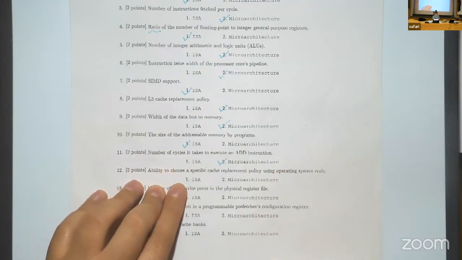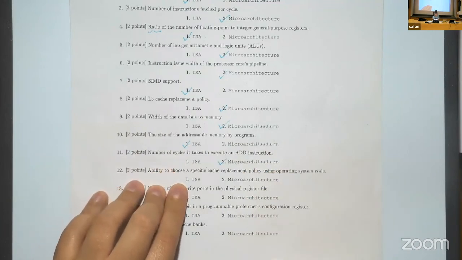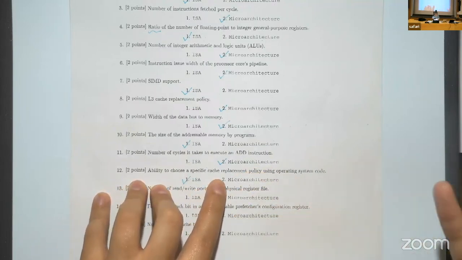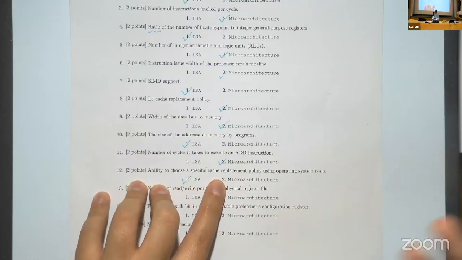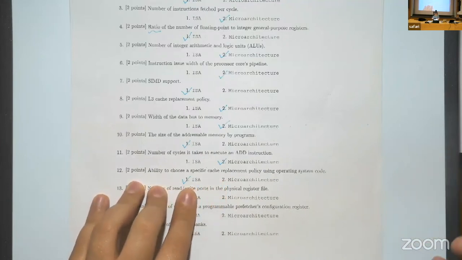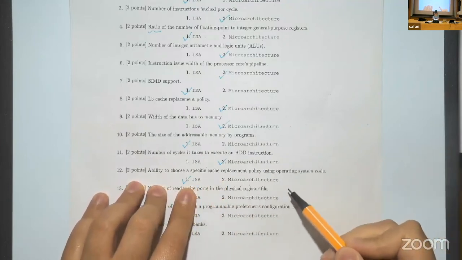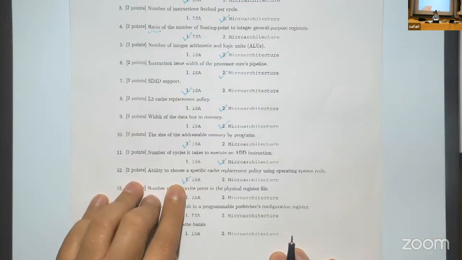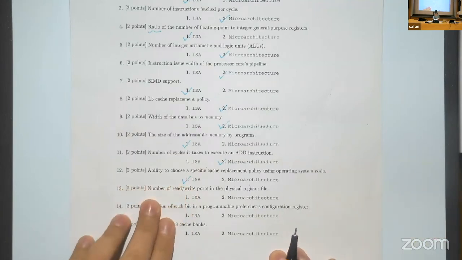Ability to choose a specific cache replacement policy using an operating system call, that is ISA. So if the system already had a replacement policy which we couldn't choose, then that would be microarchitecture, because that's how the underlying thing works. But here it's referring to a scenario where we can, from the software side, select which replacement policy to use in our hardware. So that's why we choose ISA here.